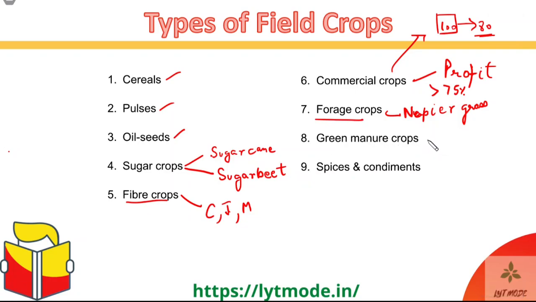So the next is green manure crops. Green manure crops are again the crops which are used to improve the soil productivity. And how are they used to improve the soil productivity? Because once they're grown, they're actually incorporated as plant tissue in the soil.